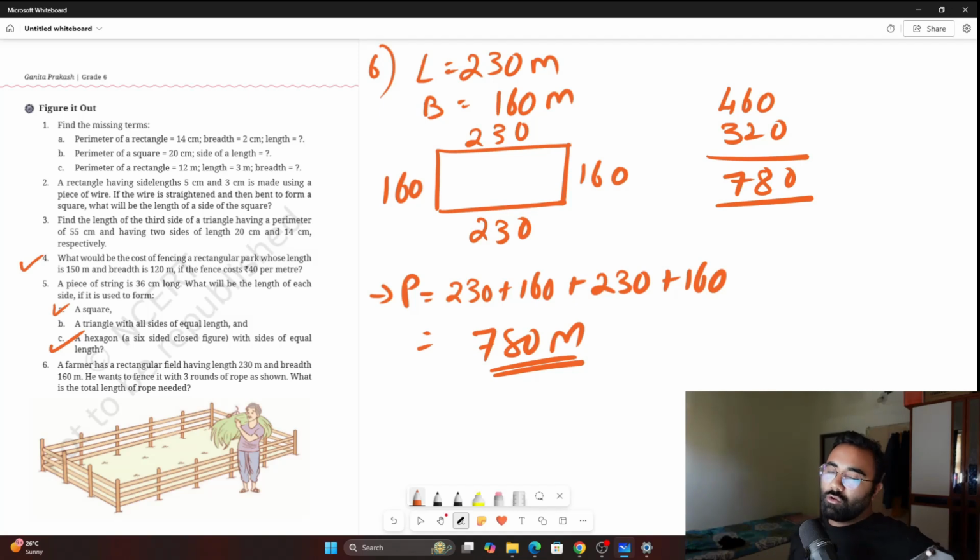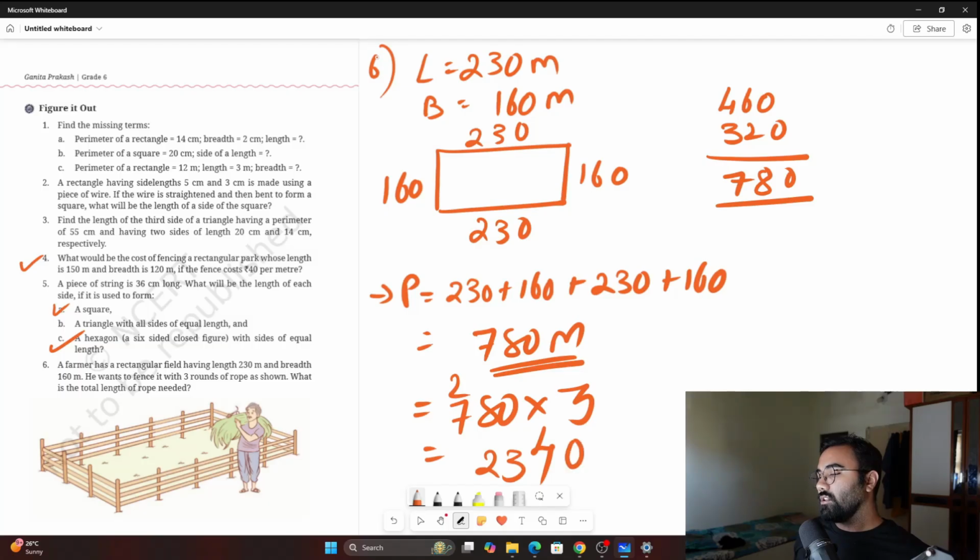Now the farmer over here, he doesn't feel safe. For safety and for raising the wall, he must place 3 rounds. So simply multiply this by 3. That should give you 8 3s are 24, 7 3s are 21, 21 plus 2, 23, and you add the 0. So this is the length that he will need to fence his field.